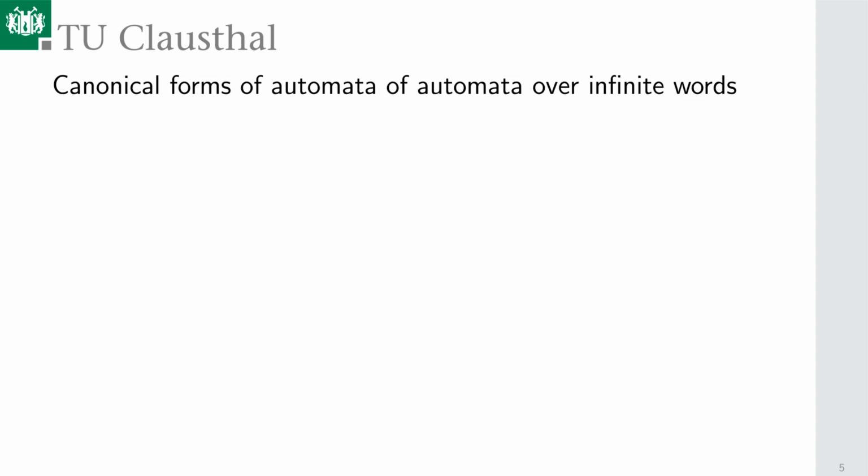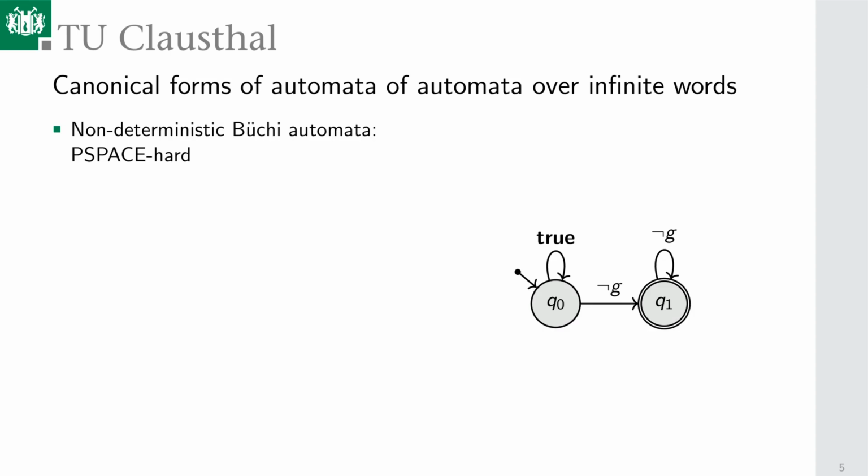Now that we know what automata over infinite words are good for, let us now have a look at how, and if, we can compute canonical forms of such automata. Again, we have to distinguish between different types of such automata. Let us start with non-deterministic Büchi automata. These are the non-deterministic generalization of the Büchi automata that we have seen on the previous slide. They are often used in model checking.